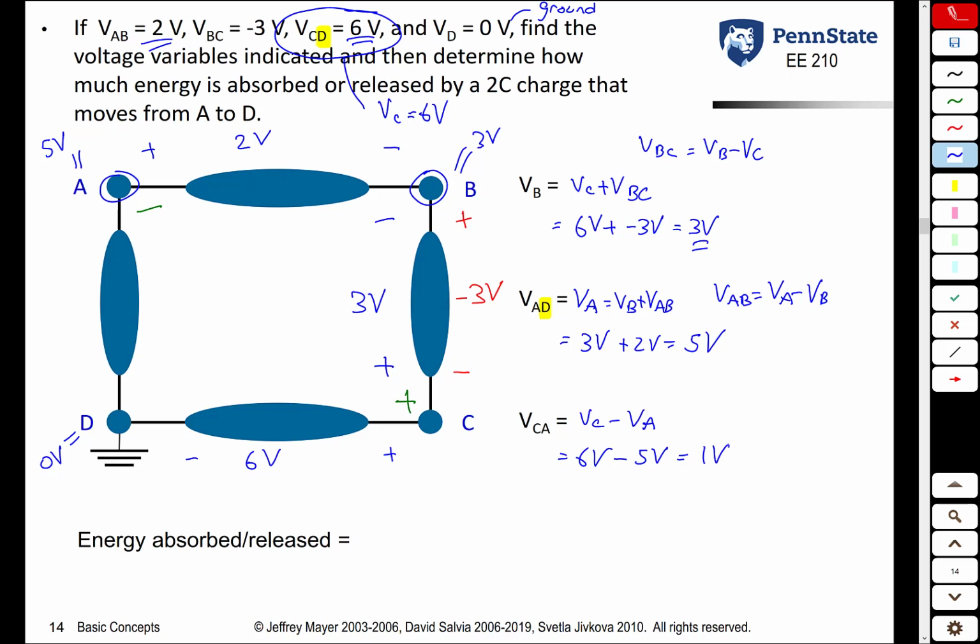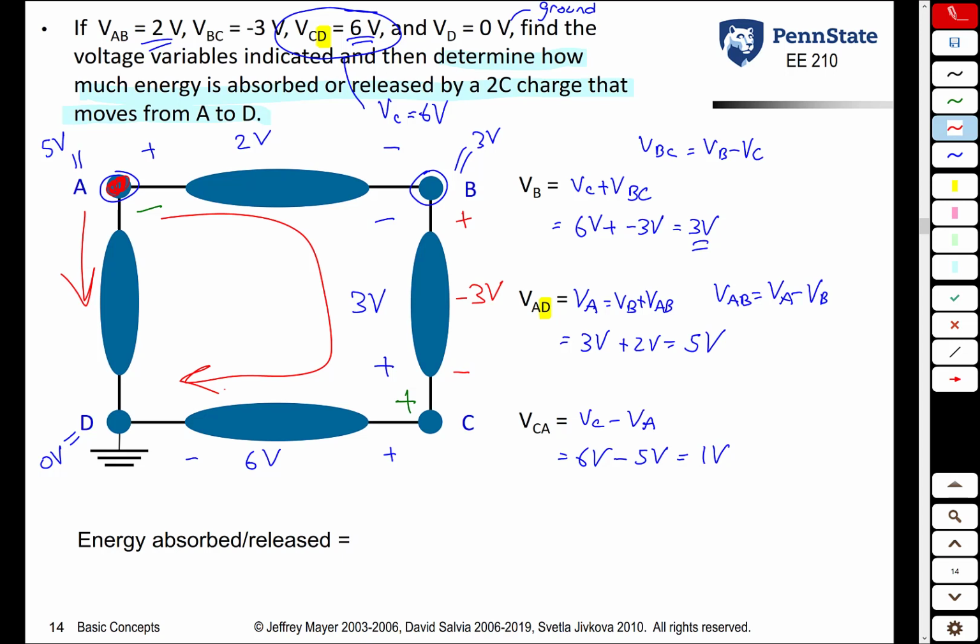Okay, second part of this question now says, determine how much energy is either absorbed or released by a 2 coulomb charge that moves from A to D. So suppose we have 2 coulombs of charge at point A and it moves to point D. It does not matter whether it goes this direction or this direction. All that matters is the difference in voltage.